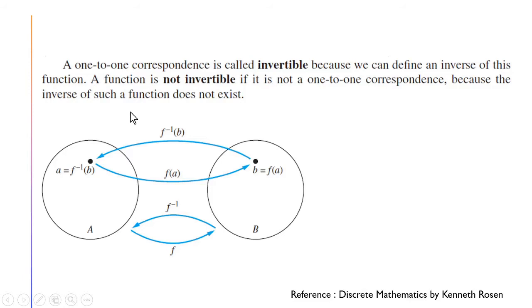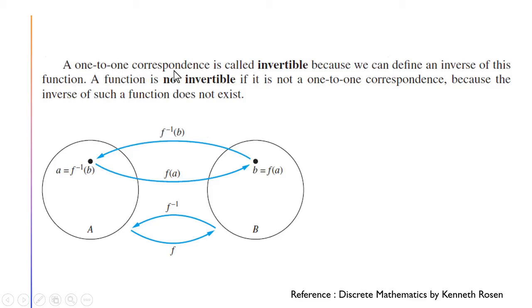This is a diagram. Say here I have my two sets A and B, and this is a function from A to B. So f inverse would be a function from B to A, because it is the inverse, right? So it would be a function from B to A, and if f of a is equal to b, then f inverse of b is going to be the element a.